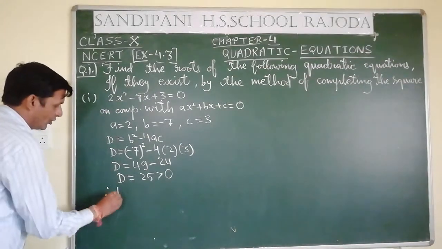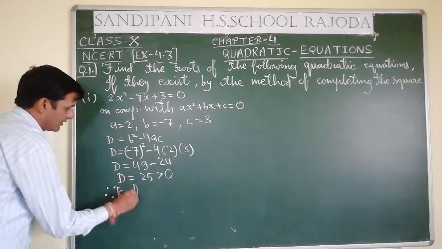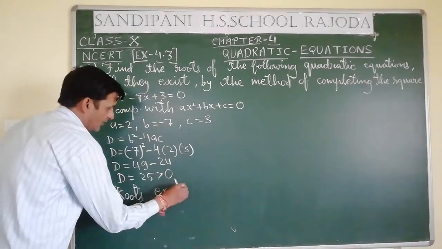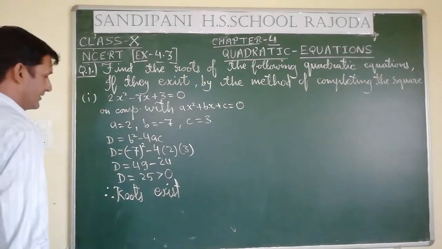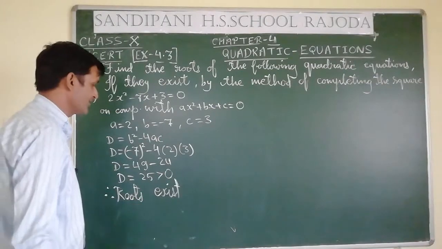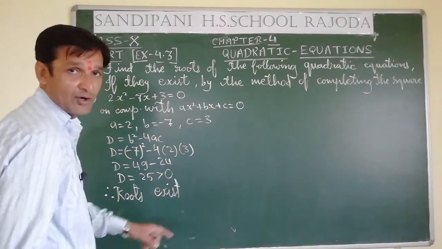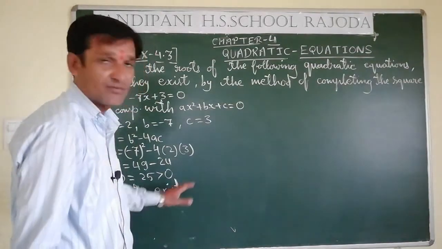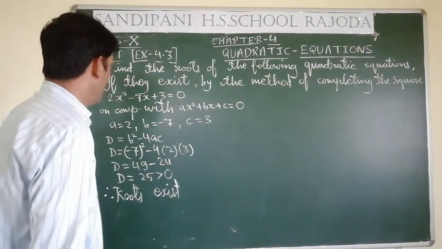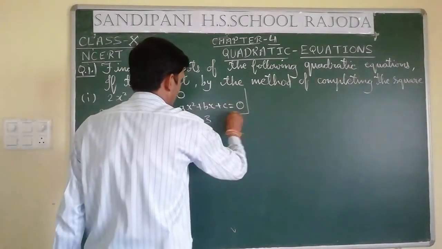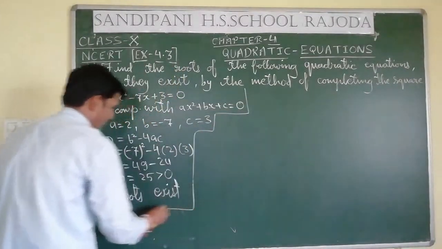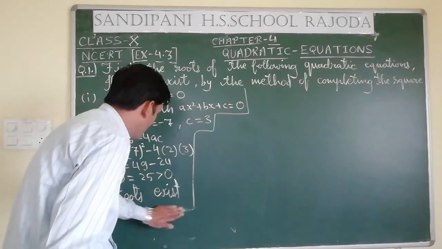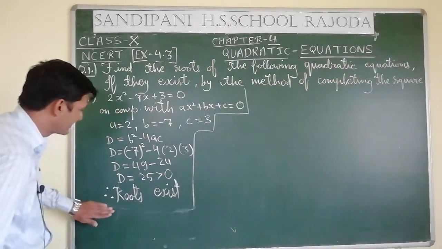Therefore roots exist. So roots exist because D is greater than 0. If D is greater than 0 or D is equal to 0, then roots exist, means we have to proceed with the question. Up to this part we have to check whether the roots exist or not.